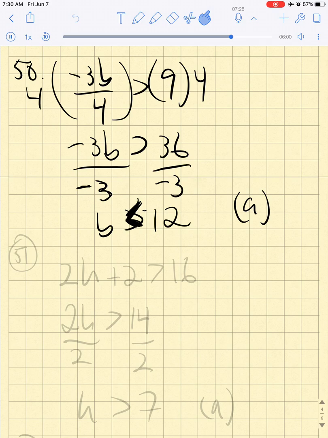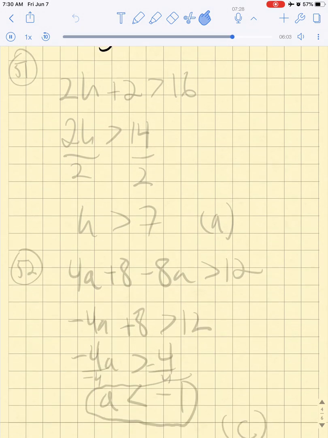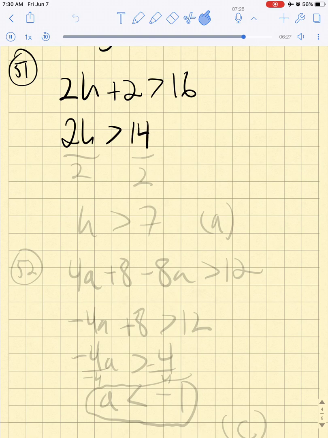51. 2 times an unknown number h, plus 2 more, must be greater than or equal to 16. 2h must be greater than or equal to 14. I subtracted 2 from both sides. Divide both sides by 2. I have h must be greater than or equal to 7. Okay? That is choice A. These are super, super easy. 52.